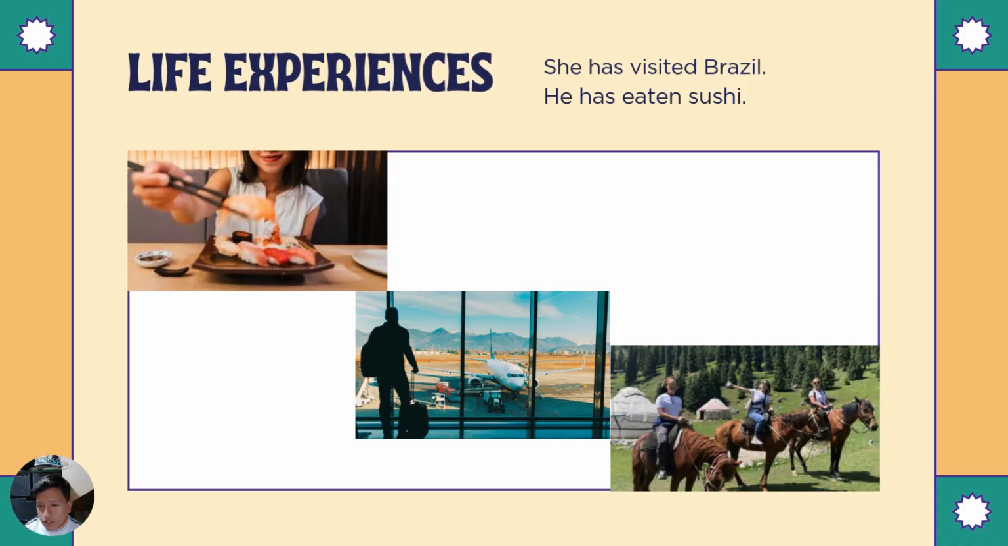Life experience. Now I show my students some pictures. These images represent different life experiences, such as traveling to another country, eating sushi, or riding a horse. Using this visual, I give examples. She has visited Brazil. He has eaten sushi.